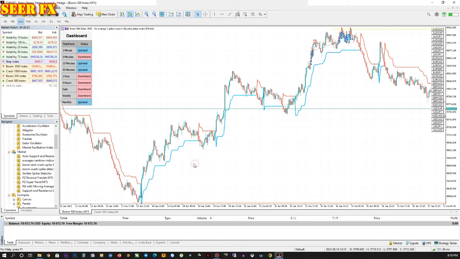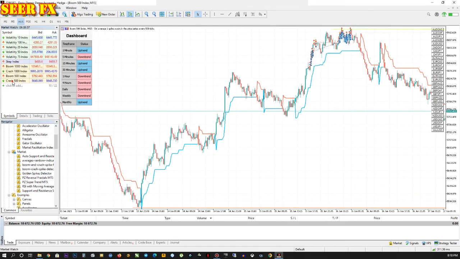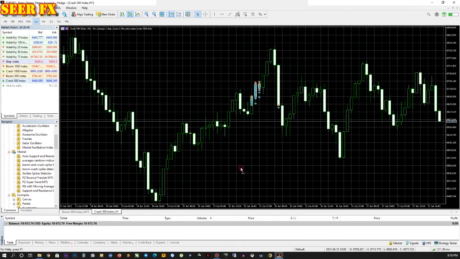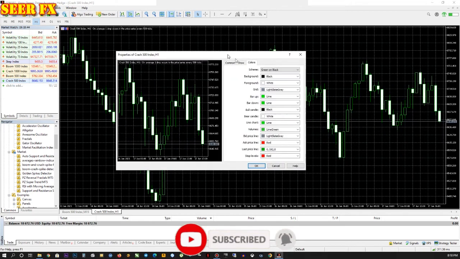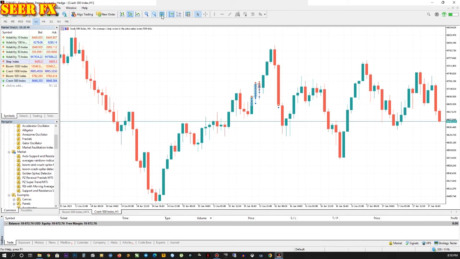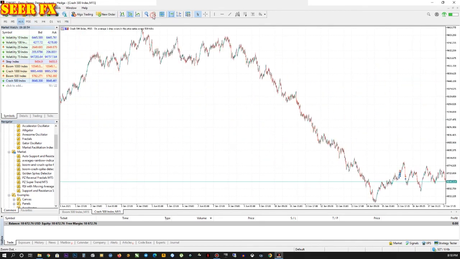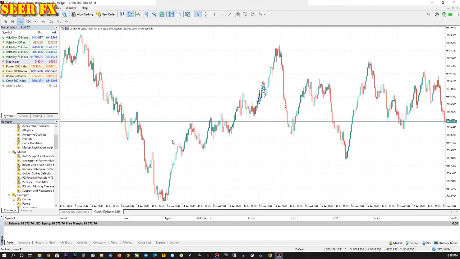All right, so even for Crash 500, we still have the same thing. Let me close this and bring it back. So Crash 500, I don't really like that. So this is what I do, make it color white. Yep, this is what I need. So 15 minutes, then down 1, 2. Yeah, this is perfect.